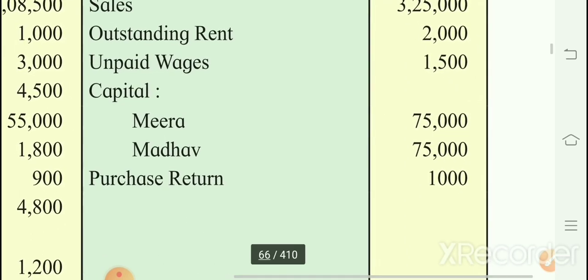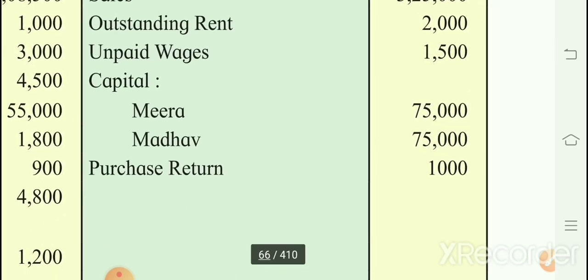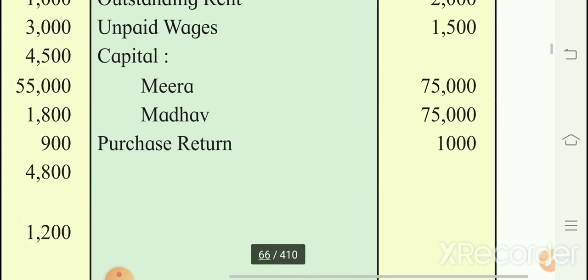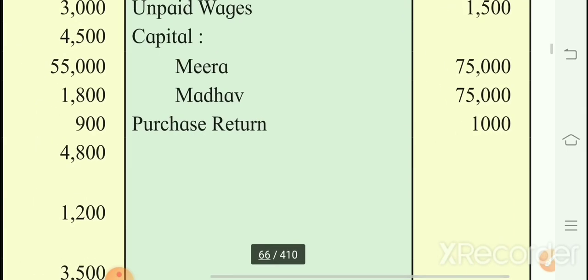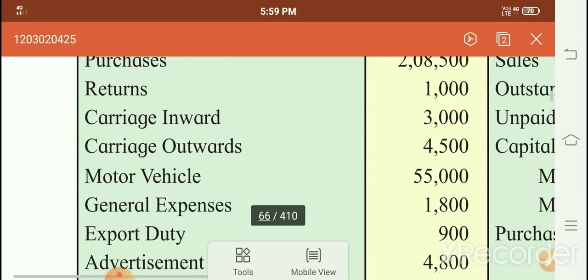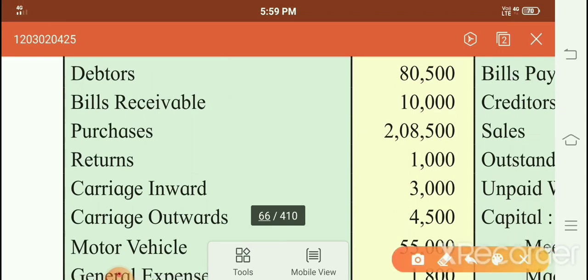Next one, capitals of partners. Meera 75,000, Madhav 75,000. These capital balances we will record on liability side of balance sheet. And last item, purchase return, by rupees 1,000. All of you know purchase returns are deducted from purchases. So on debit side of trading account we have written the purchases, deduct the amount, and the net amount of purchases will be now 2,07,500 on outer column. Okay.